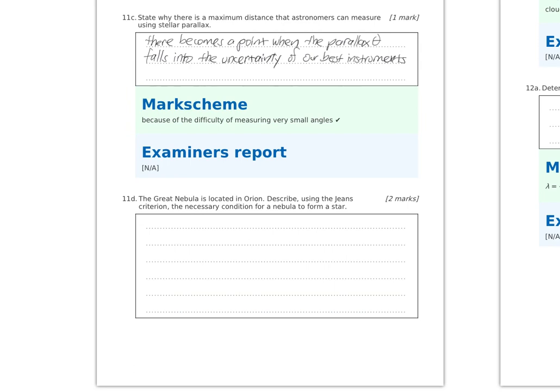All right, 11D. Great Nebula is in Orion. Using Jeans criterion, what is the condition for the nebula to become a star?